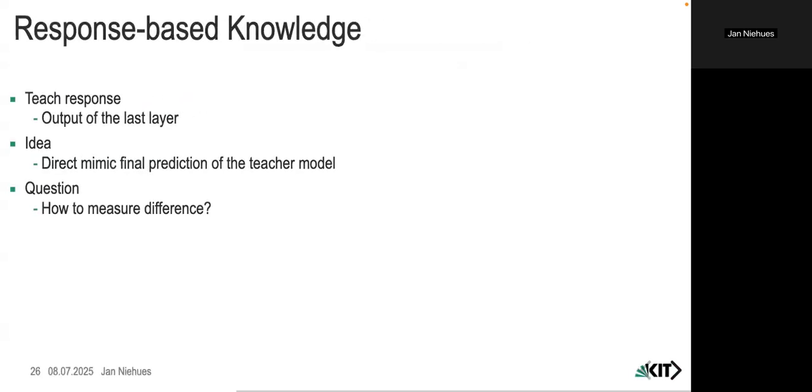Good. So as I said, the response-based teacher distillation, the idea is we have the output of the teacher's response, and we're trying to measure the difference now between the one of the teacher and the one of the student. So you have now two things. How would you measure the difference? How would you compare them? What type of loss function would you use?